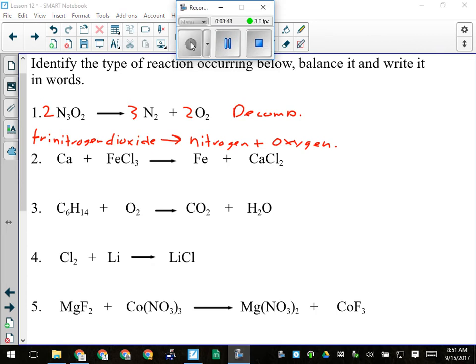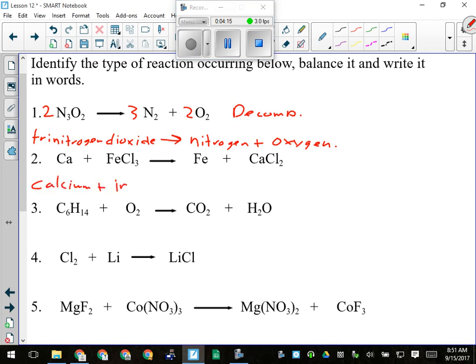So with number 2, okay, I've got what kind of a reaction here? Number 2, sorry. 3 is combustion. 2 is single replacement, right? I have an element reacting with an ionic compound to form a new element, new ionic compound. Okay, so my single element is a metal, right? So we see that it swaps out with iron. Okay, so iron ends up alone and calcium ends up with chlorine. Okay, so written out in words here, we've got calcium plus iron, Roman numeral 3, chloride.